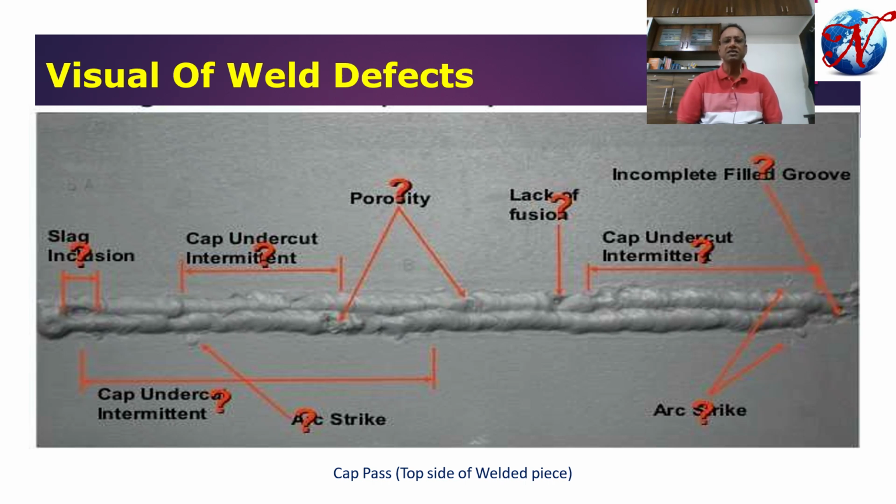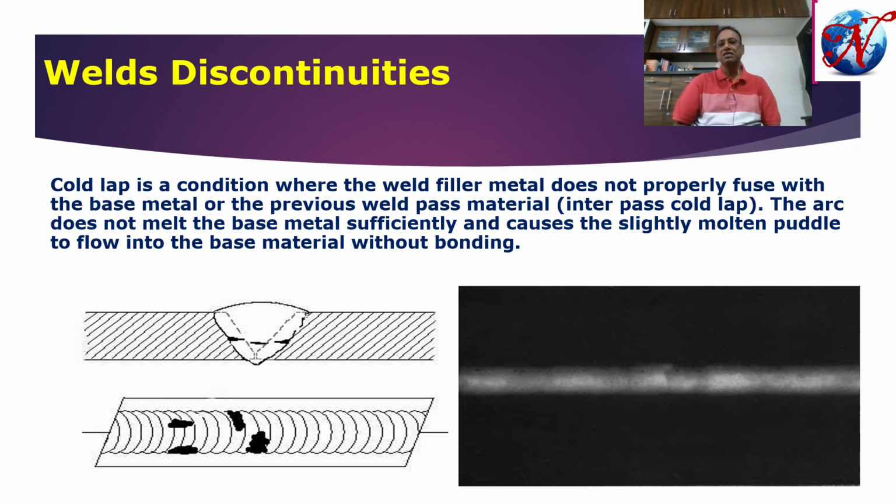So in the capping, the same kind of defects can originate, and visually we can interpret them, like porosity, cap undercut, slag inclusions, incomplete fill up, and arc strike. After the visual inspection has been completed, we take the radiography, and in the radiography we interpret the appearances, the black and white images of that particular defect.